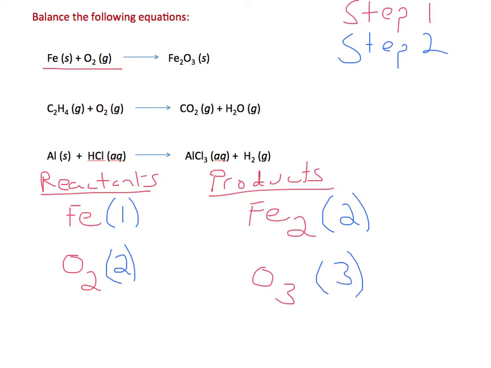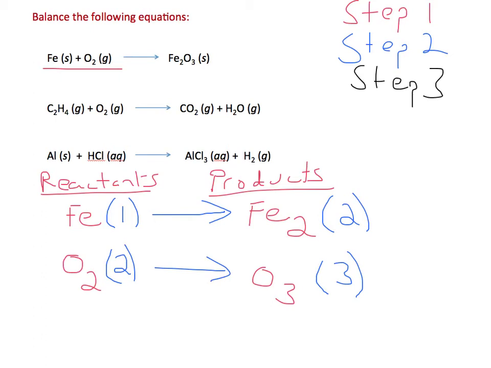Now the problem is the number of iron and the number of oxygen are not equal. We have 2 oxygen on the reactant side and 3 on the other, and the same thing with the iron. So the goal here is to first start with usually whatever has the majority of all the atoms. Usually it's carbon, hydrogen, and oxygen. And so now we can go to step 3, which is balancing the equation.